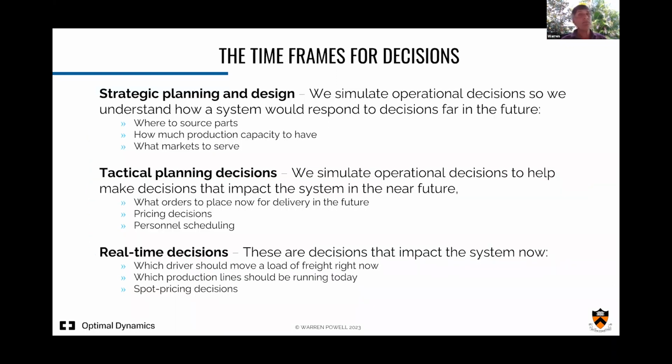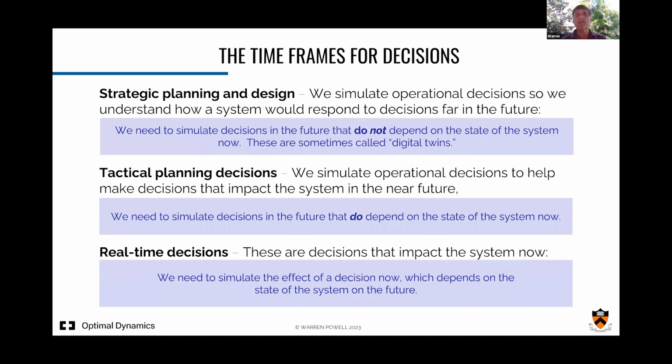Now, there are different time frames. For example, strategic planning in a supply chain: where do I source parts? How much production capacity to have? What markets to serve? Tactical planning: I may want to make a decision now, such as ordering product from China that's going to arrive a month or 2 or 7 into the future. Pricing decisions, personnel scheduling, these are decisions made now that have an impact into the future, and then I have the real-time decisions that execute now.